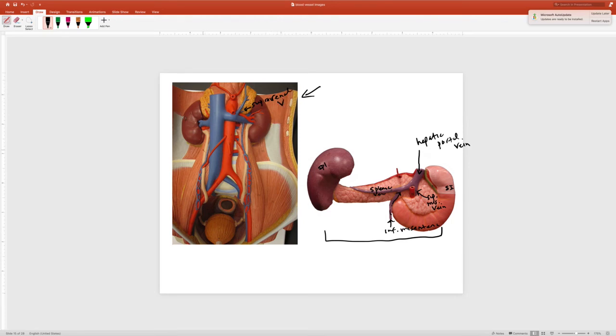Here are the gonadal veins, and they're not symmetrical on the right and left side. The right gonadal vein drains directly into the inferior vena cava. So that's what we're looking at here. The left gonadal vein drains into the renal vein. So the renal vein here that's draining the kidneys also receives blood from the gonadal vein here. Someone asked me why that is one time, and I don't know why we have that difference in the draining of the right and left gonadal veins, but that's what it is.